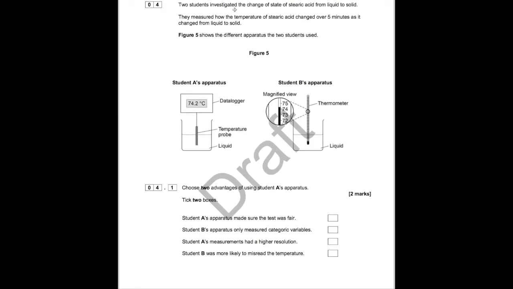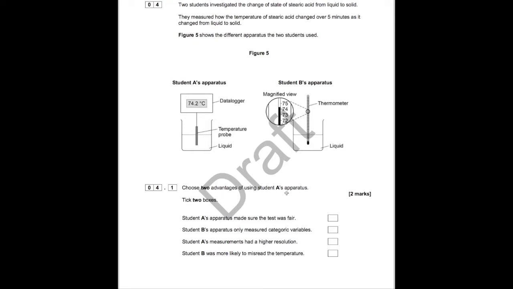4. 2 students investigated the change of state of stearic acid from liquid to solid. They measured how the temperature of stearic acid changed over 5 minutes as it changed from liquid to solid. So student A has used a data logger with a temperature probe that goes to 1 decimal place. Student B's apparatus, he's just using a thermometer, which is very difficult to see accurately. There's not as high a resolution on that as there is on the data logger.